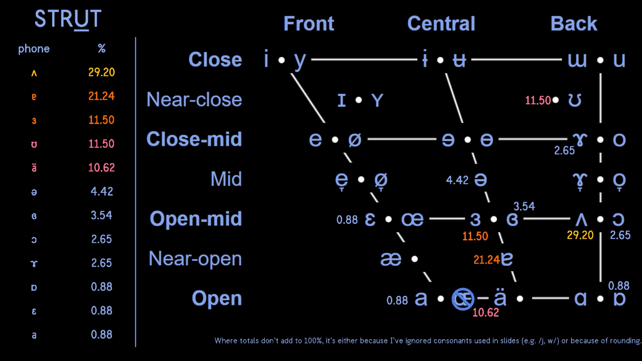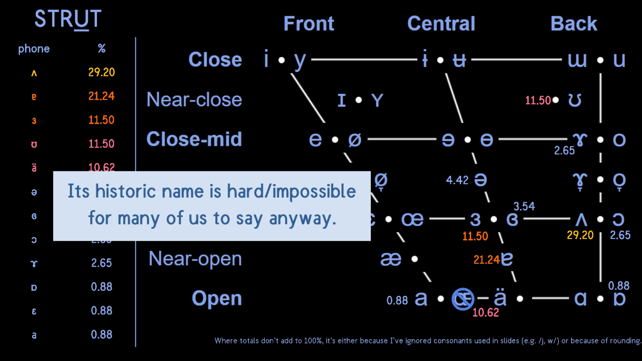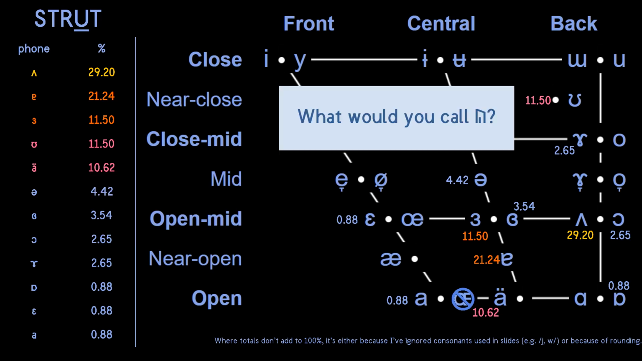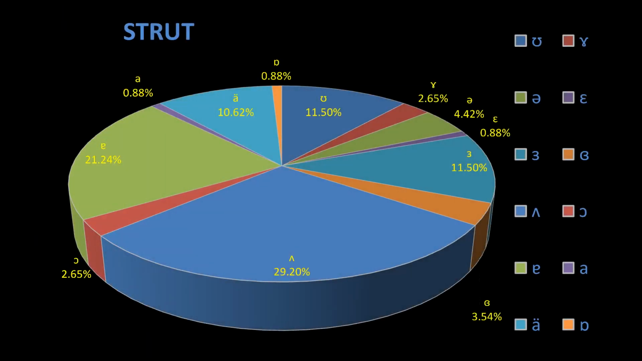Given how this sound split from the foot vowel, in the last video I suggested using this rune for it. To remain consistent with the name of Ur, that would mean calling this rune Ar, as in hurry or burra. Would you be happy with that? If not, what would you suggest calling it, given how most English speakers can no longer pronounce its historic name, Ir? While you look at the pie chart, there's little need for a doubled form of this rune.